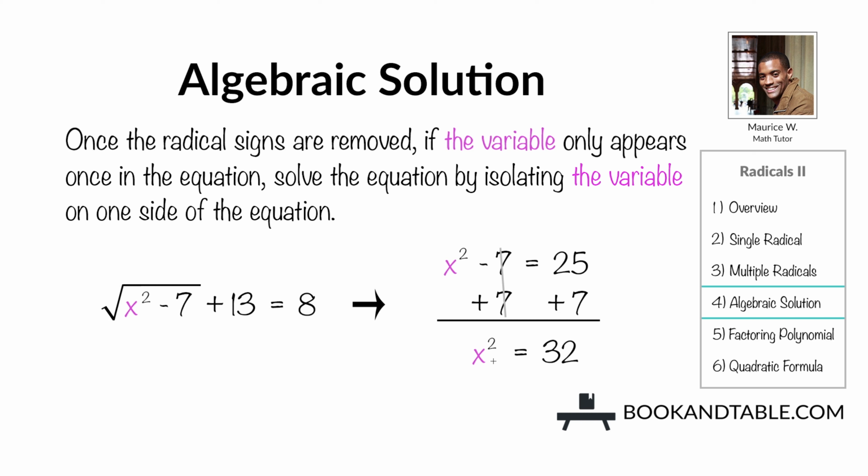And now, since x is on the left side and we have a constant on the right side, we can remove the exponent 2 by taking the square root of both sides. So you would be left with x is equal to 4 radical 2. You remove the radical sign, and if the variable appears once, you isolate that variable on one side of the equation and solve for it with an exponent or power of 1.